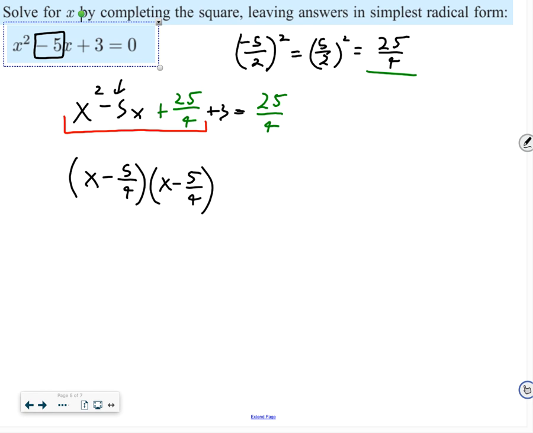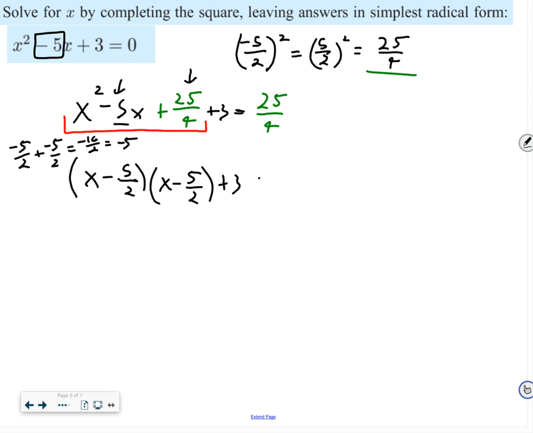They multiply to be, it should be negative 5 over 2, square root both the top and bottom. So negative 5 over 2 there. So notice that negative 5 over 2 multiplied together is 25 over 2, and negative 5 over 2 added together is equal to negative 10 over 2, or negative 5. So I completed the square. Okay, and then I have a plus 3 equals 25 over 4.